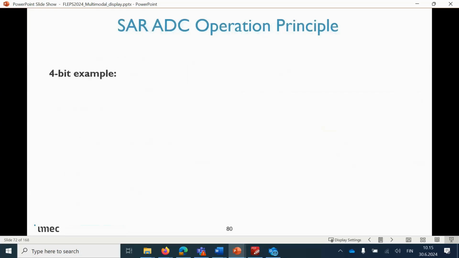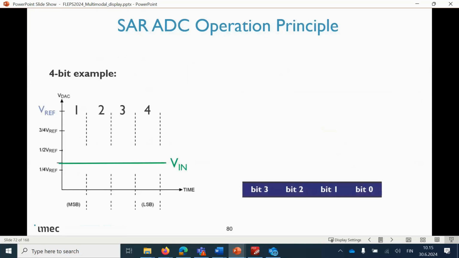How does it work? How does the SAR operate? What is the principle? For example, for a 4-bit, you will have 4 main phases. You can see the reference here, and the time on the x-axis. For example, if you have an input that lies here, you start from the middle of the reference. You compare this to the VIN using a comparator. And if you see that it's above, you put a 0.